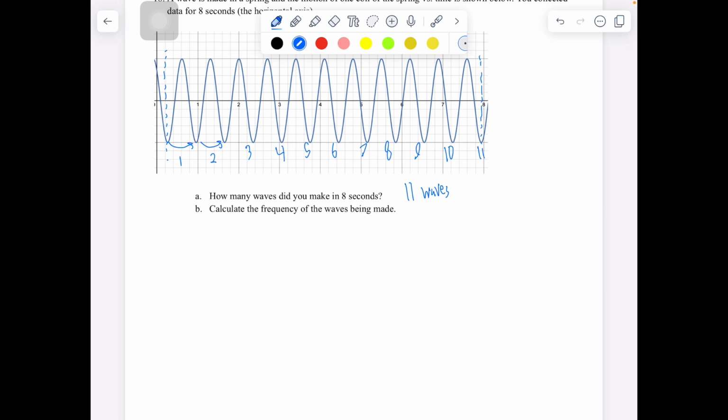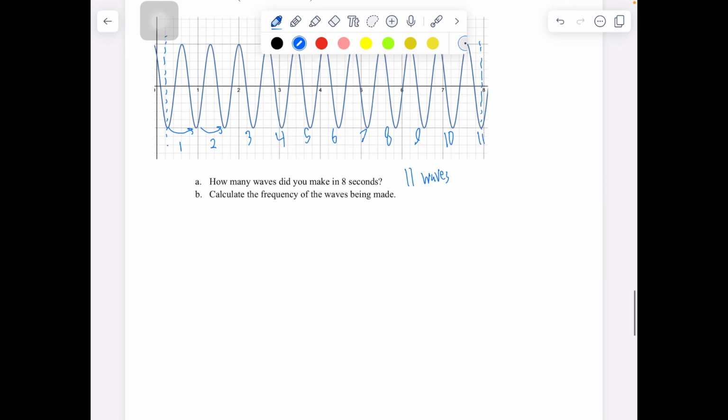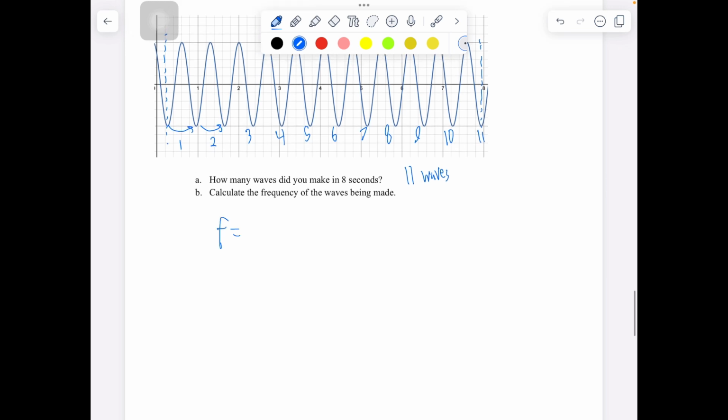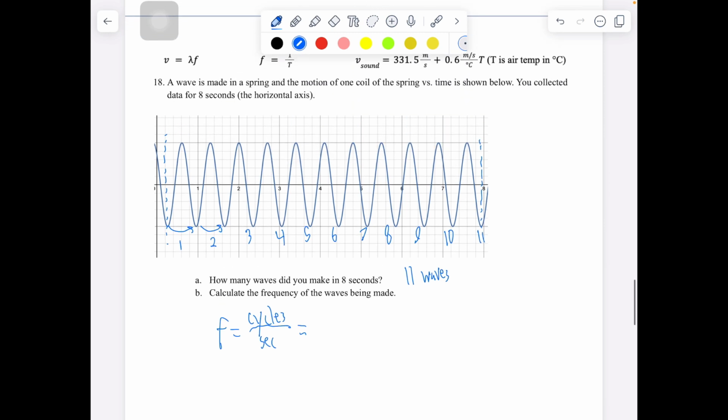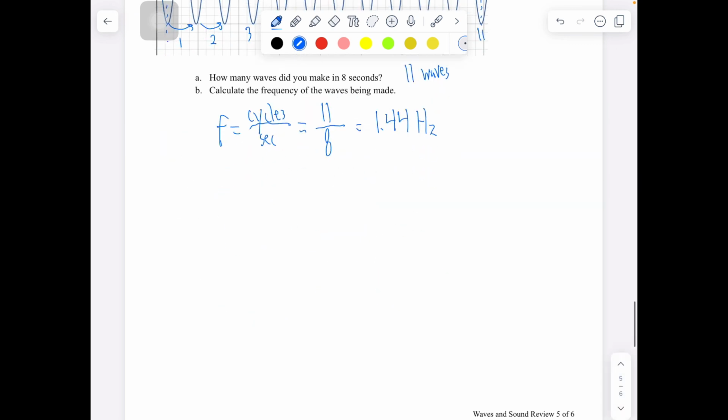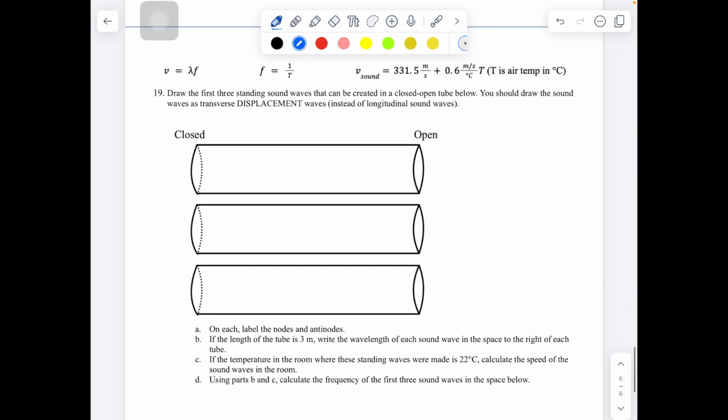Part B, calculate the frequency of the waves being made. Well, frequency. Again, our handy-dandy equation: cycles per second, an equation you absolutely need to have memorized. We make 11 waves in 8 seconds. So if we plug this into our calculator, we'll find this is going to give us 1.44 hertz for our frequency. That's a really, really low frequency.